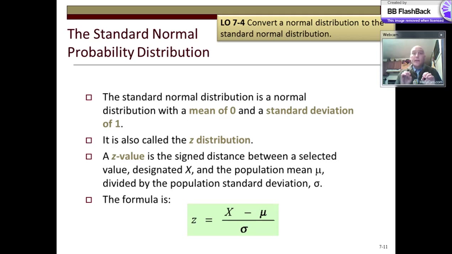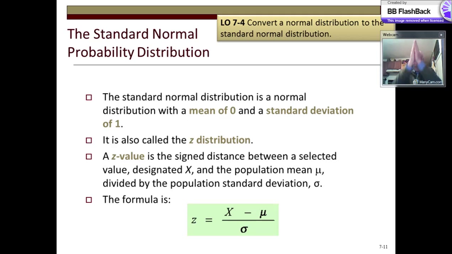The standard normal probability distribution is so important. What it allows us to do is to take a data set, whatever that data set is, and convert it to a standard unit. Now, those units are z units, represented by the formula down there. Now, the standard normal distribution is a normal distribution, a bell-shaped distribution, where we define two things about it.